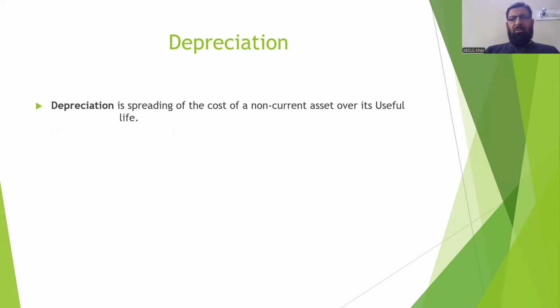That means, suppose we have bought furniture for, let's say, $10,000, and if you want to depreciate it, we can divide this 10,000 over its useful life. Let's say 5 years. So 10,000 divided by 5, it is 2,000 per year. So that is depreciation. And this calculation we will be discussing later in our lesson.